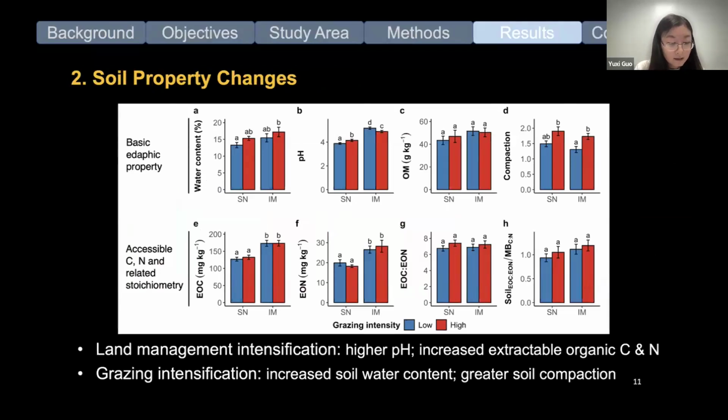And then let's look at how our management treatments altered soil properties. We firstly found that land management intensification had strong effects on soil chemical properties. Intensively managed pastures had higher soil pH, which is due to the regular lime application, and higher extractable organic carbon and nitrogen, likely due to the fertilization. As for grazing effects, we observed that higher grazing intensity primarily impacted soil physical properties such as water content and compaction, which is likely from the animal trampling effects.